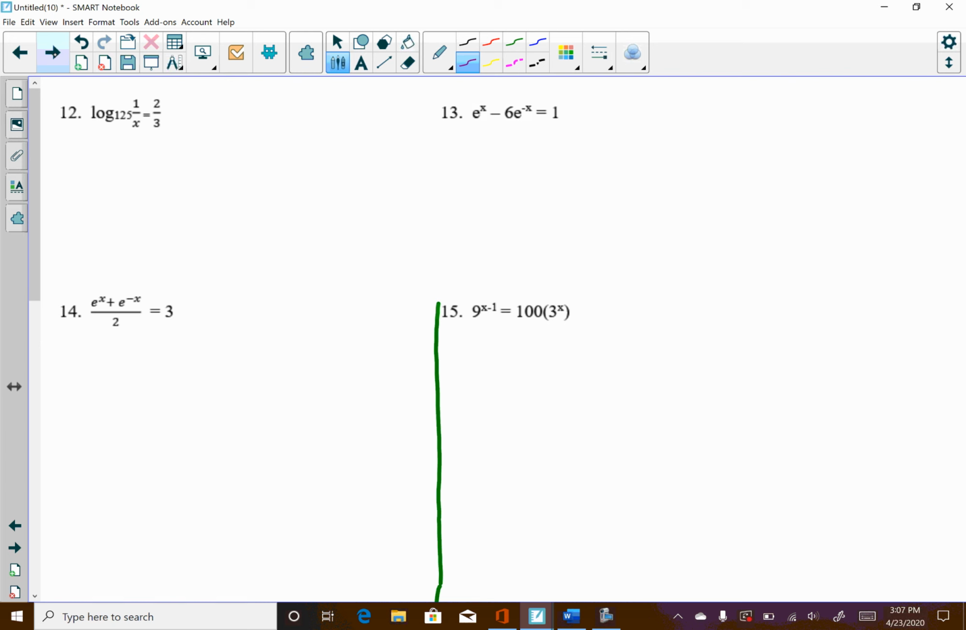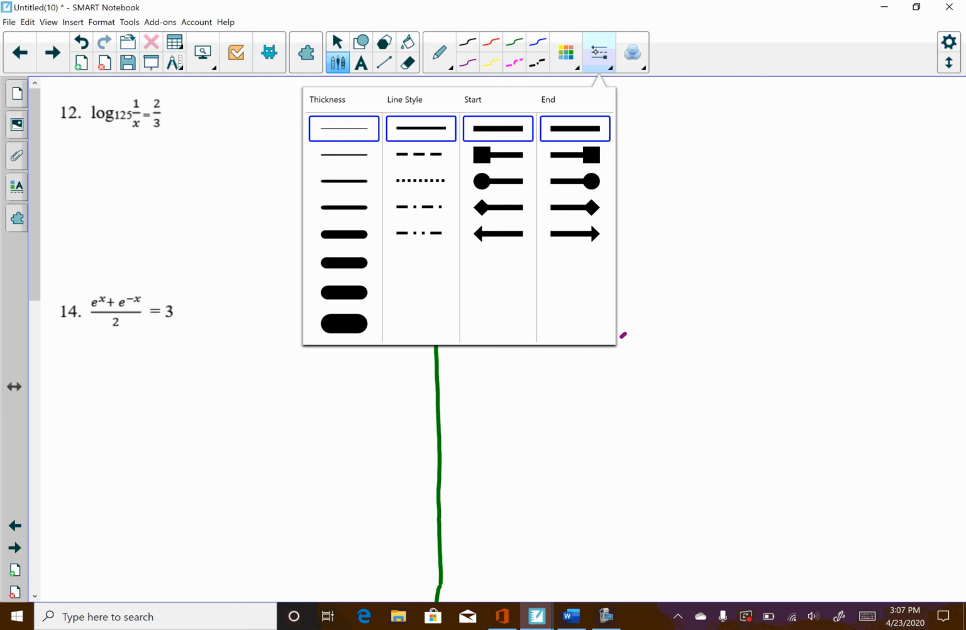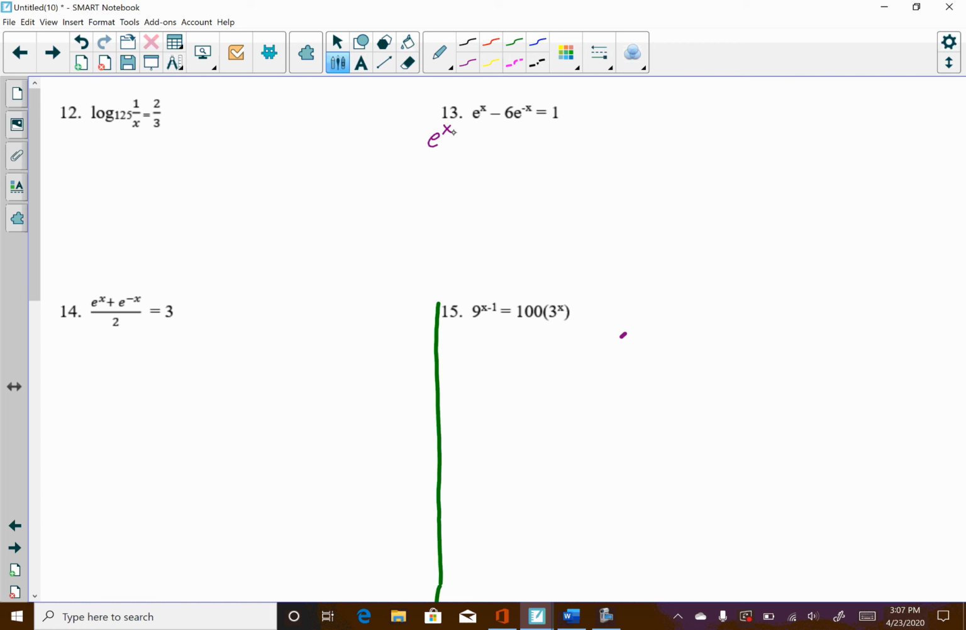Okay. In number 13 and 14, I'm going to introduce a technique utilizing U substitution. In number 13, you see here that you've got your e raised to a negative power. Let's first start off by getting our exponents to be positive powers. So I would think of this as e to the x minus, well, if it's e to the negative x up top, then I can put e to the positive x on the bottom equals 1.